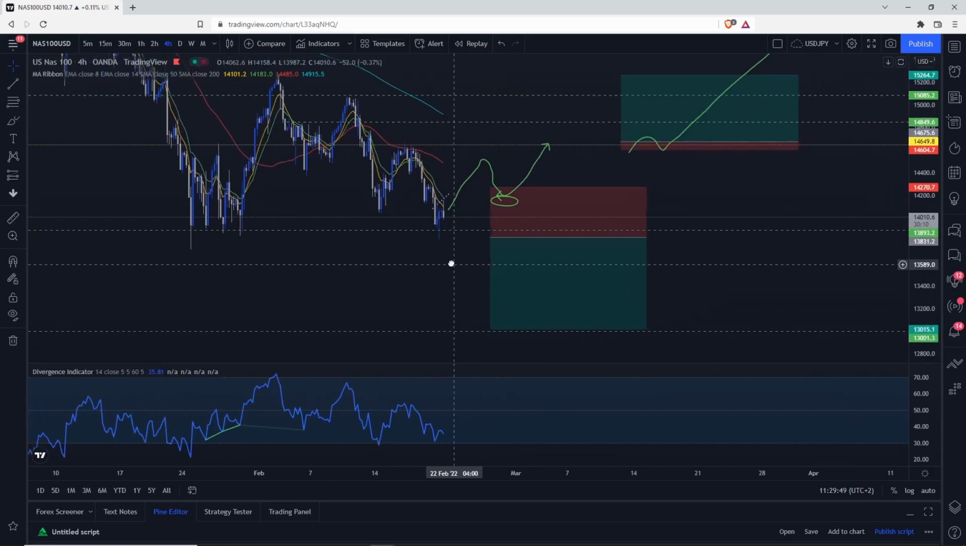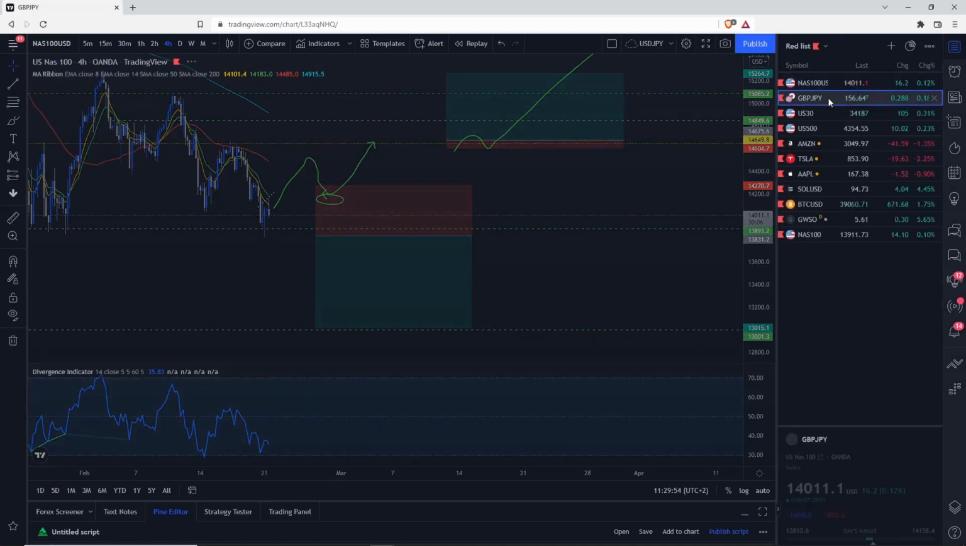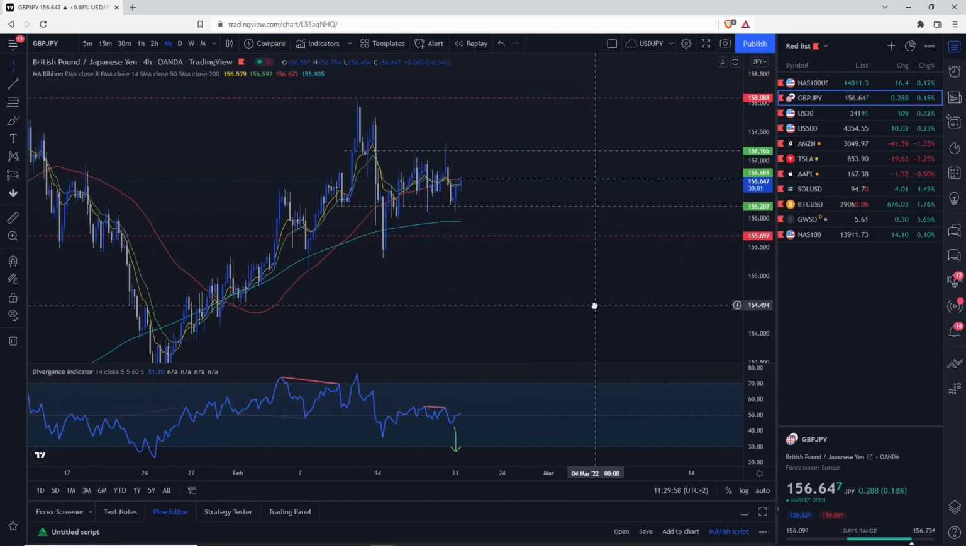So that's the Nasdaq for now, guys. Let's quickly go over to GBPJPY, and then I just want to get a quick glance at the news just to be able to give you guys some better insights here.